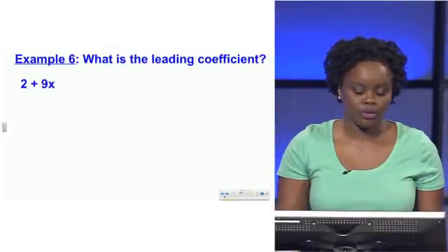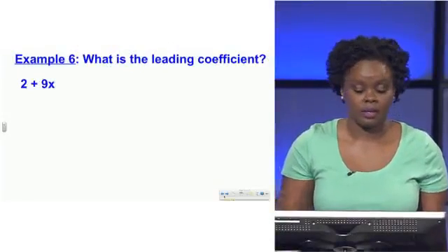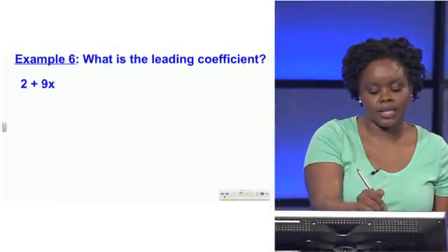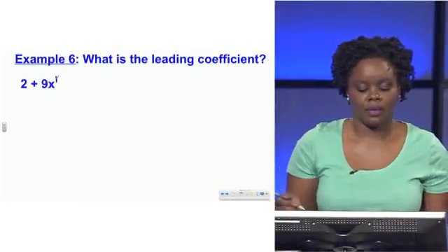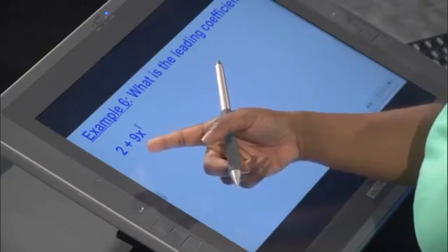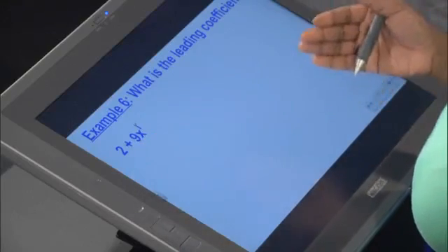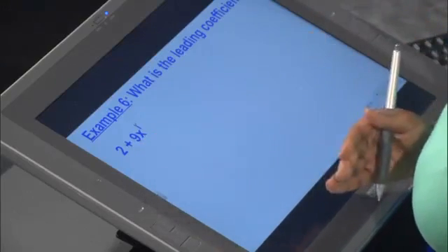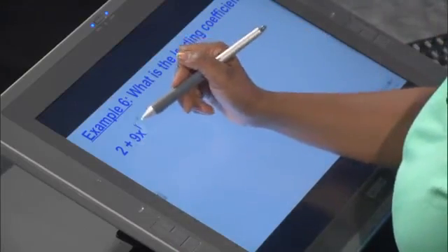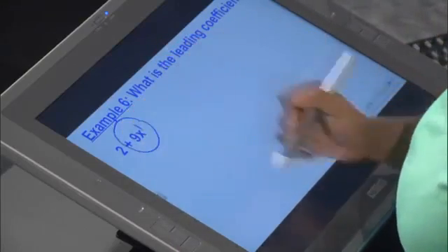All right, let's try one more. 2 plus 9x. All right, that's not in standard form. How do I know that? Because that x has an exponent of 1. I know that this 2 is a constant term, so I know there's like an x to the 0 there. So this isn't written in the right order. This term should be first because it has the largest exponent.